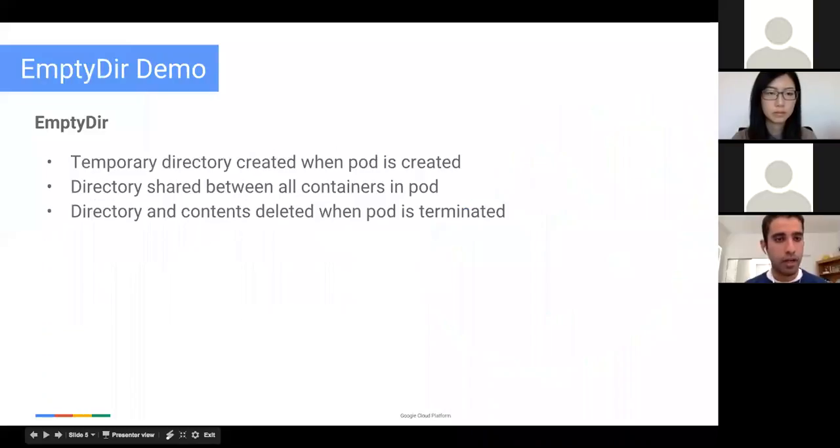So very quickly, I'm going to walk through a demo. Unlike Janet, I'm not going to do a live demo. I'm just going to have a pre-scripted demo that I've stepped through. This is to demonstrate empty dir. Empty dir allows us to basically have a directory that's shared between multiple containers inside of a pod. It's a temporary directory. It's created and it's empty when the pod is created. It's shared between all the containers. All the containers can read and write from it. And when the pod dies, the directory and its contents are then deleted.